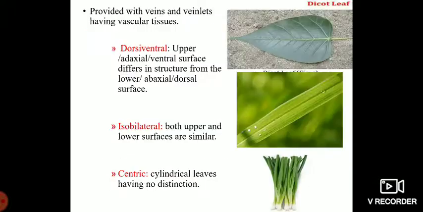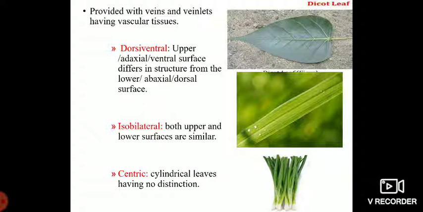Okay, and the leaves also possess veins and veinlets. Okay, and these veins and veinlets possess the vascular tissues which help in the transport of materials into the leaf and out of the leaf. And depending upon whether the upper surface and the lower surface of a leaf differ or not, there are three different types of leaves. First of all, let's understand what are the upper and lower surfaces of a leaf called.